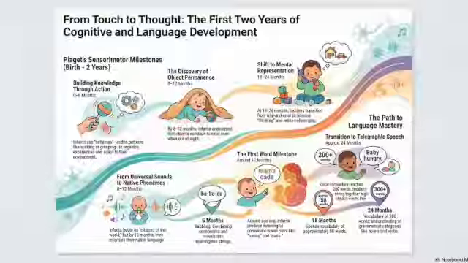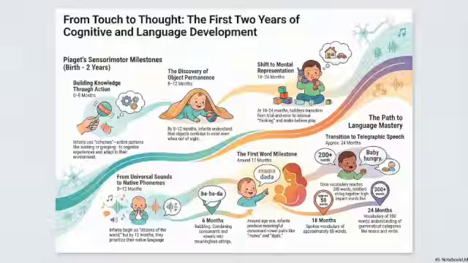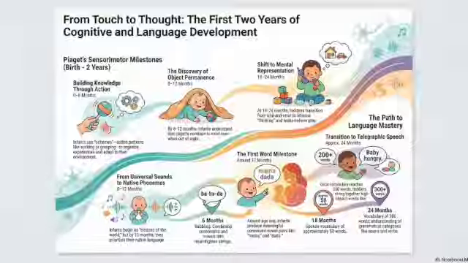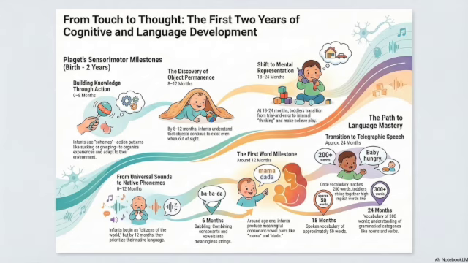By 4 to 8 months, they reach the secondary circular reaction phase. Now their focus shifts outward. They discover they have actual agency over their environment. They accidentally hit a hanging mobile, it spins, so they reach out and hit it again and again. That inevitably leads to the tertiary circular reactions around 12 to 18 months, which honestly feels like the true mad scientist phase. It really does.